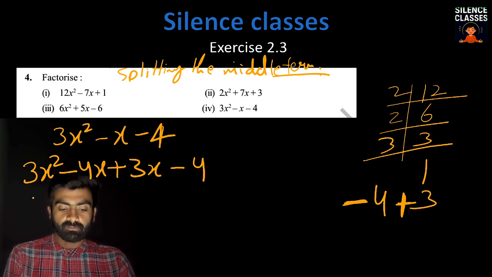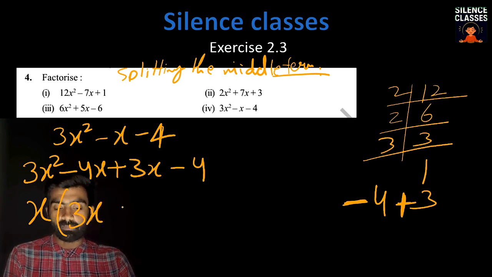So what can we take common, x we can take common over here, because apart from x neither can we take 3 nor 4. So if we take x as common, it will become 3x minus 4.